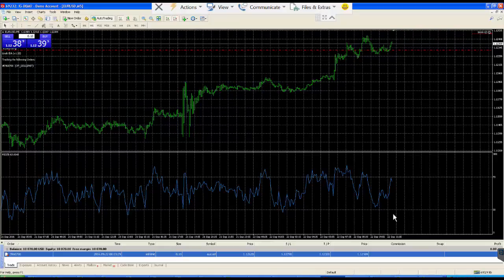Let's look at what is a positive divergence. First of all, what is a divergence? It's a difference between what the price is doing and what the RSI is doing. Let's take the example of Wednesday, 21st of September. The low of the market was 112.22. That is 112.22 just right here.